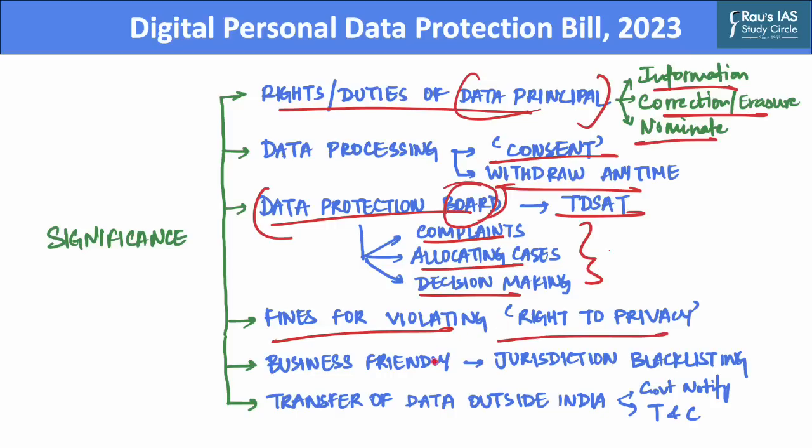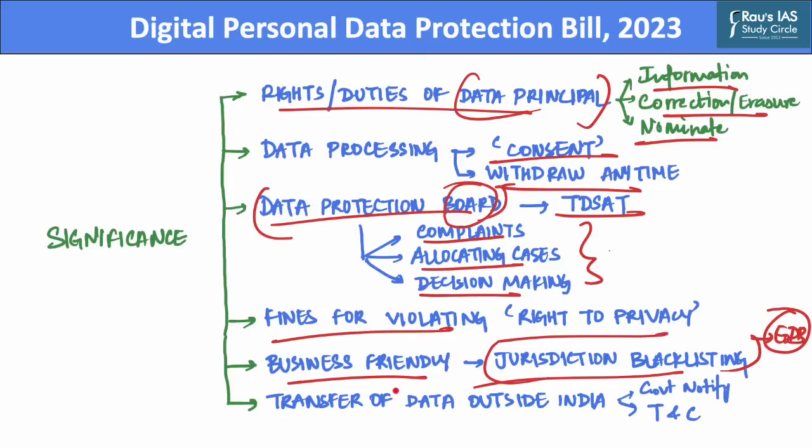Further, this bill also includes some business-friendly provisions, which include eliminating criminal penalties for non-compliance, and it facilitates international data transfers. Also, another interesting feature of this bill is the introduction of the jurisdiction blacklisting provision, which relates to the permissibility of cross-border data processing activities. By blacklisting jurisdictions, it provides ease of doing business to Indian entities.